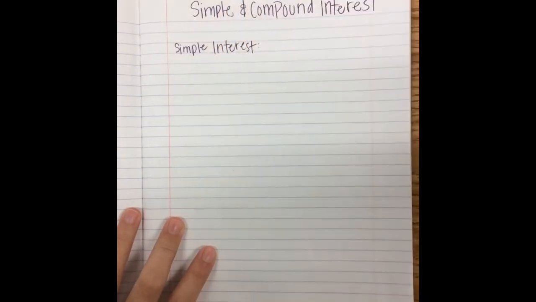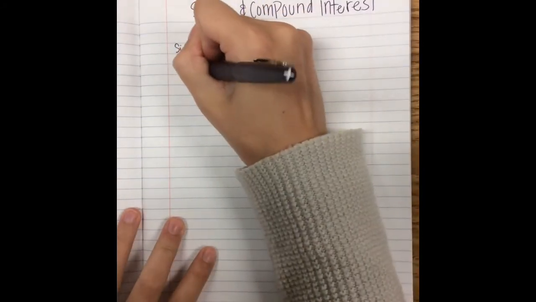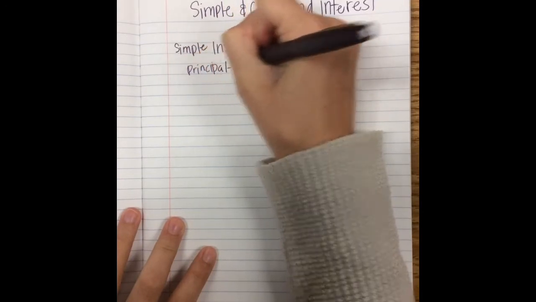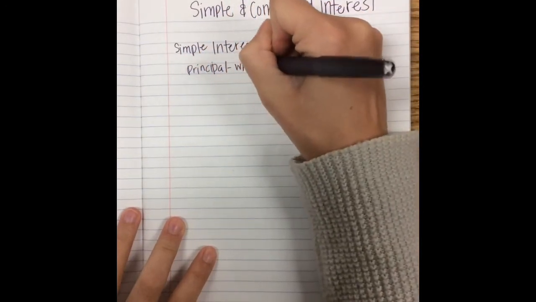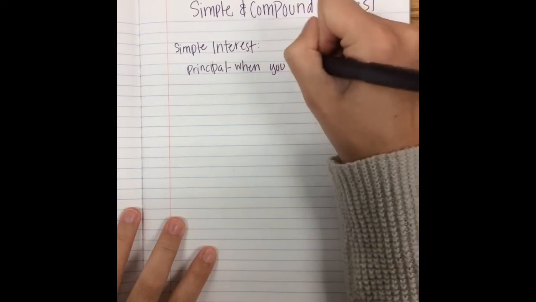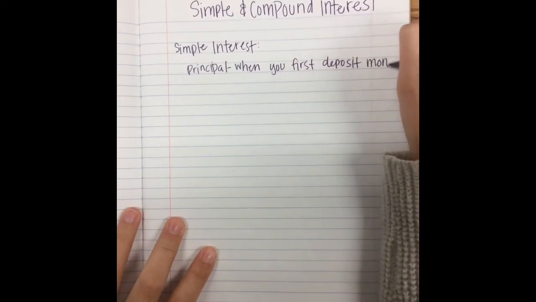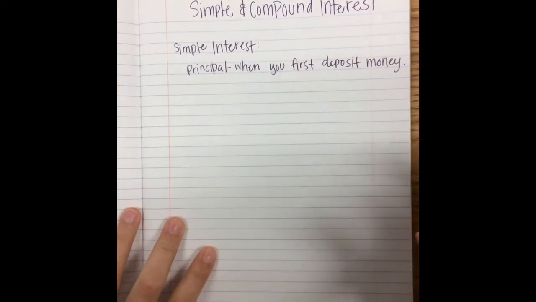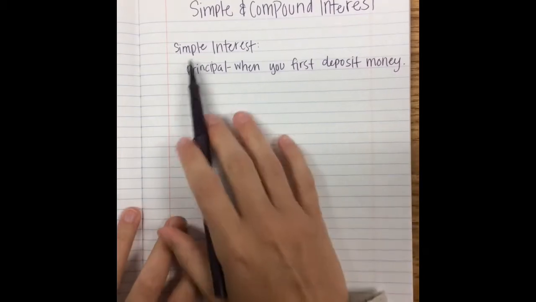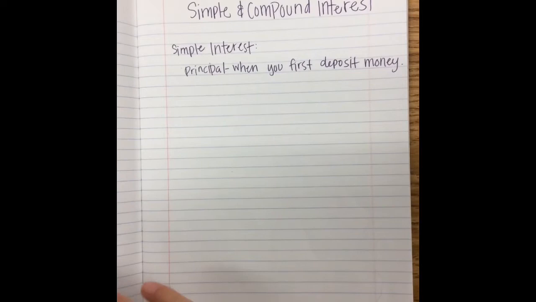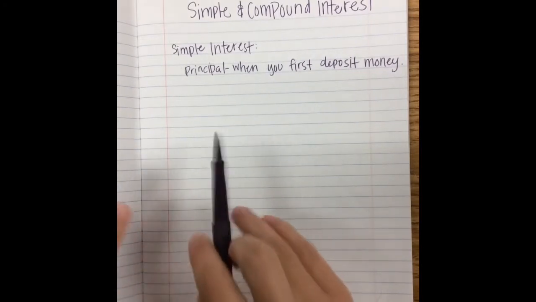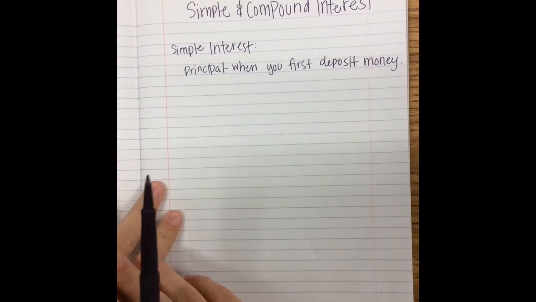Okay, simple interest is when you first put your money into the bank, that's called principal. So principal is when you first deposit money. That is the principal amount. Simple interest is interest that's paid only on the principal. So we'll see what that means in just a minute.